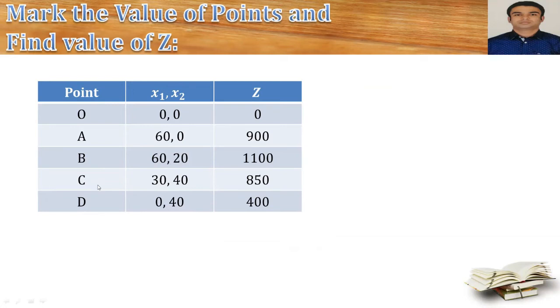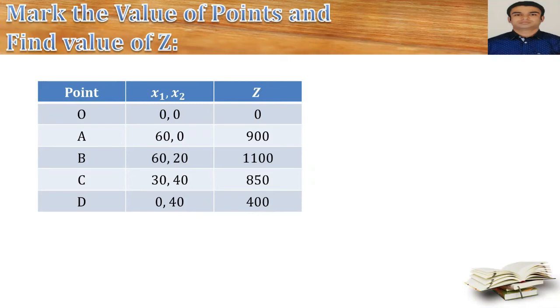Now, which one is the optimum? To find the optimum solution, put every value into our objective function equation Z. First, if we put point O, 0, 0 in the Z equation, then the value of Z is 0. For 60 and 0, the value of Z is 900. For 60 and 20, the value of Z is 1100. For 30 and 40, the value of Z is 850. And for the point 0 and 40, the value of Z is 400.